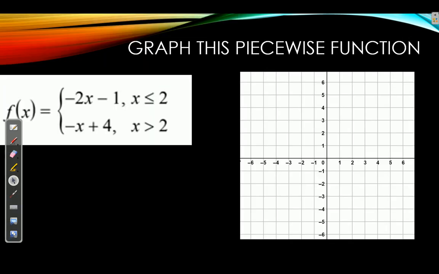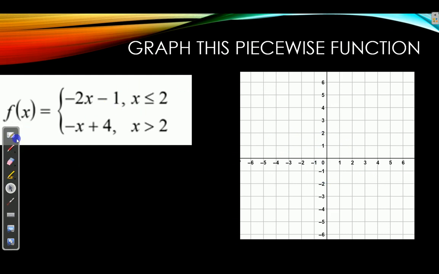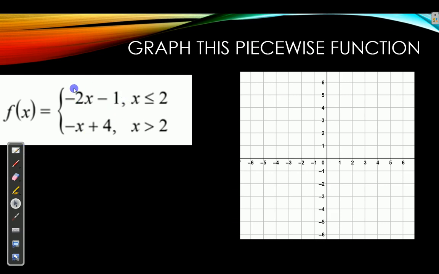Alright, now we're going to go backwards. We've got the equation, and we need to write or draw the graph. So again, we're just going to draw these straight lines. But then we're only going to draw them over a certain domain. So let's do this here. All right, the first one we have a slope of -2 and a y-intercept of -1. So I'm going to come over here to -1.